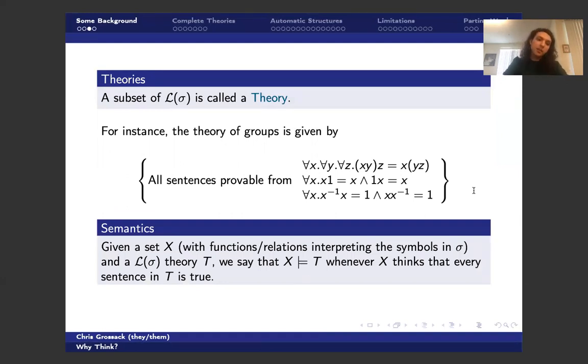Well, let's say a slide on semantics, which is given a set X with functions or relations which interpret all of my symbols. So for instance, for groups, I would need a function from X squared to X which corresponds to multiplication, a function from X to itself corresponding to inversion. And I would also need a constant, an element of X representing the unit. So a thing which could be a group. Then we say that X models a theory whenever X thinks that every sentence in T is true. So a model of the theory of groups is just a group because we have actual functions representing all the symbols, and we think that the axioms are true.